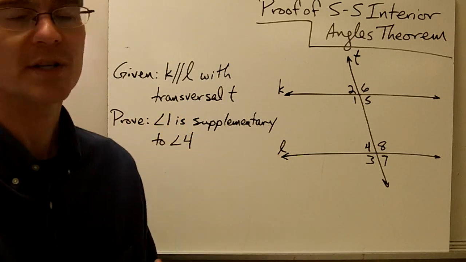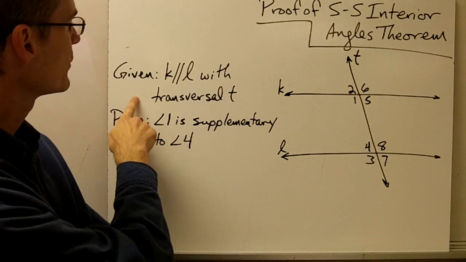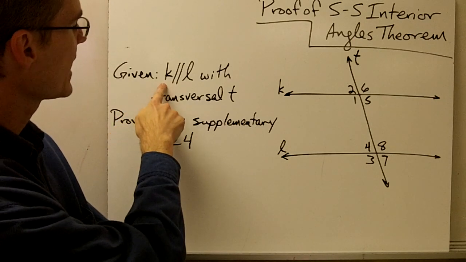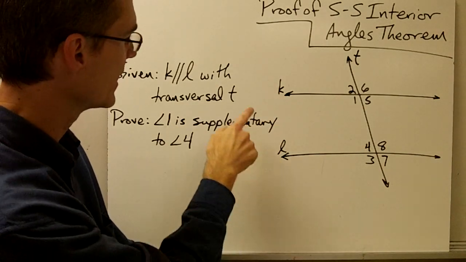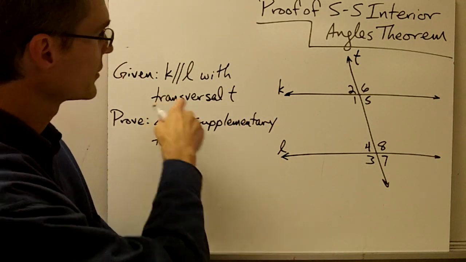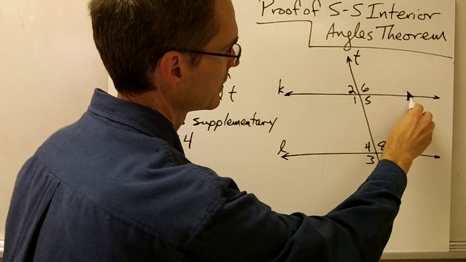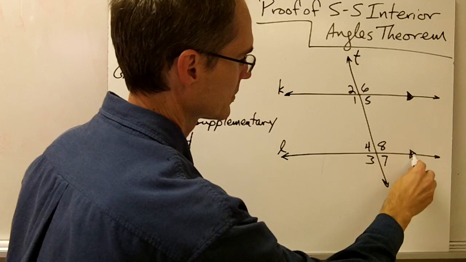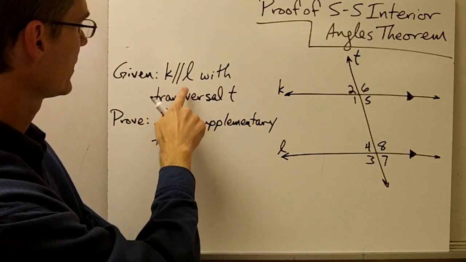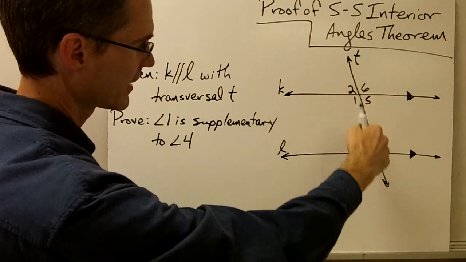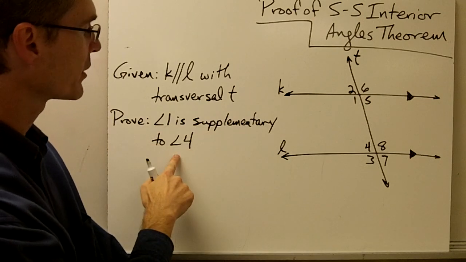First, remember we want to set up our proof using the given prove format. Our given information says line K is parallel to line L with transversal T. So here's line K and here's line L. They are parallel according to my information. Let me go ahead and mark those parallel using my parallel line symbols here. So here's lines K and L, K parallel to L with transversal T right here, and I've got my angles numbered. And I'm trying to prove that angle 1 is supplementary to angle 4.